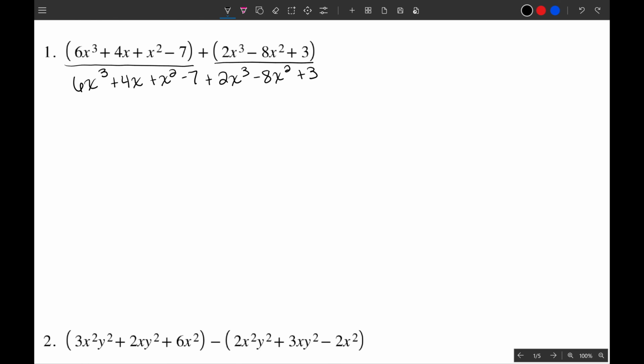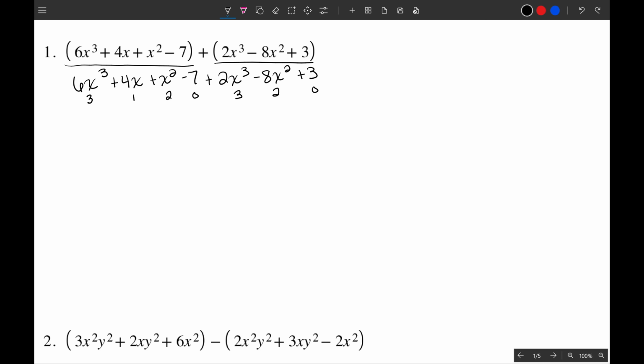So if it's helpful for you to write down the degree, for instance, this is a degree of 3, 1, 2, 0, 3, 2, and 0. If it helps you to do that, then write them down. There's absolutely nothing wrong with that.